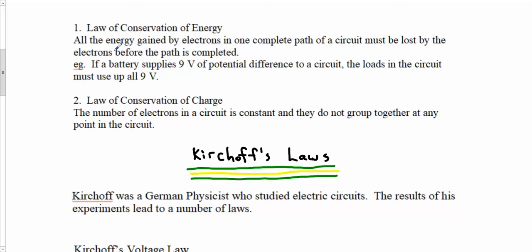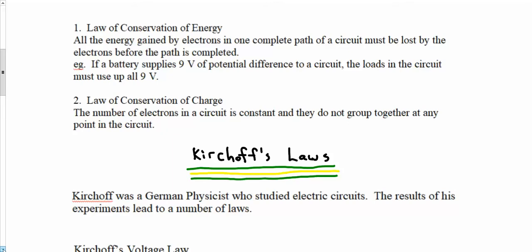So if I have a 9-volt battery and it's supplying 9 volts of potential difference to the circuit, the loads in that circuit will use up all 9 volts. And if there are no loads in that circuit, the wire itself will take up that energy and start to heat up. The law of conservation of charge. The number of electrons in a circuit is constant. Makes sense. They don't group up together at any point in the circuit, so they're spread out evenly.